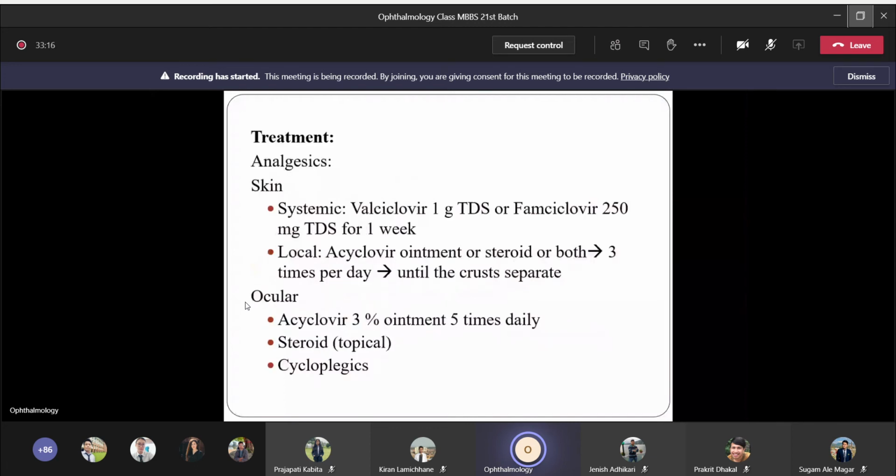So now coming to the treatment, you have to treat both the skin and ocular lesions, though of course the skin lesion is taken care of by the dermatologist. In the skin treatment, in addition to the analgesics which are given because of the pain, you have systemic valacyclovir 1 gram TDS or famciclovir 250 mg TDS for 1 week. And locally acyclovir ointment or steroid or both.